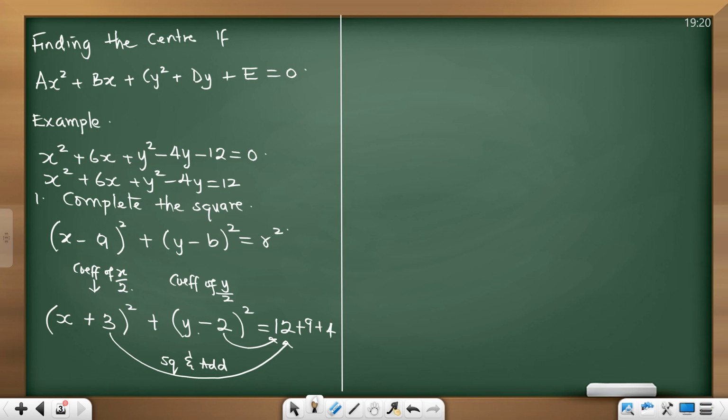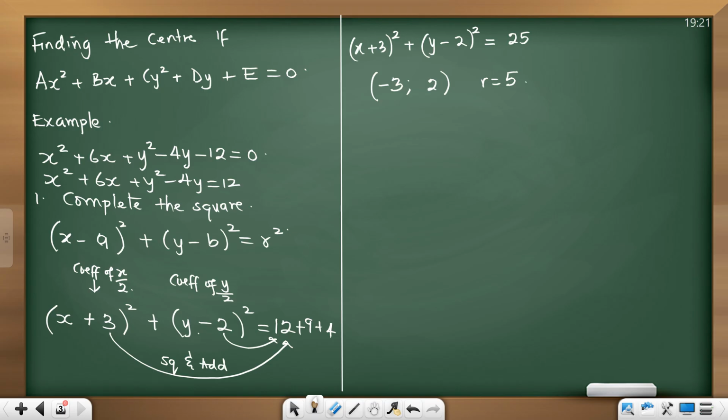So what do we have? x plus 3 squared plus y minus 2 squared equals to what? So what's the center of the circle? Negative 3. Your sign changes now. Positive 2. All right. And what is your R? 5. Let me know if everybody's okay.